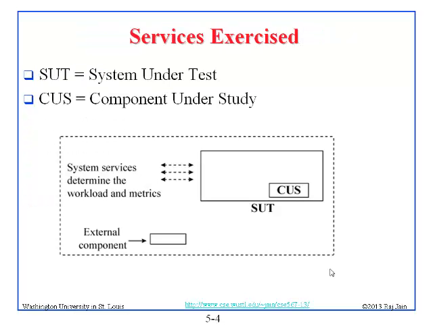So let's see. First of all, you have to identify 2 items. One is the system under test, and second is the component under study. And generally in the benchmarking world, we use the word SUT very often. SUT is S-U-T, system under test. The component under study might be a piece inside the system under test. For example, you are buying a disk for a system, so the system under test is bigger, but the disk is your component under study.